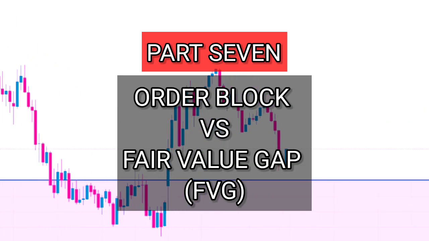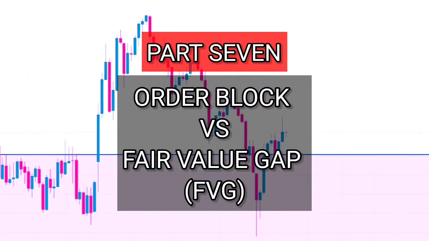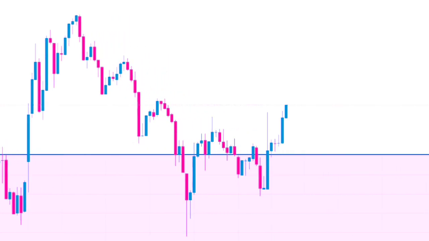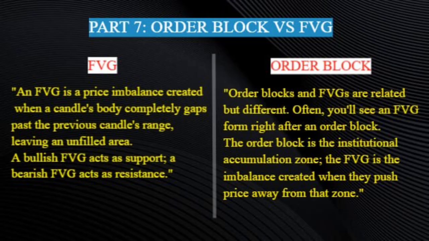Part 7. Order block versus FVG. What's the difference? A question I get all the time. What's the difference between an order block and a fair value gap, or FVG? An FVG is a price imbalance created when a candle's body completely gaps past the previous candle's range, leaving an unfilled area. A bullish FVG acts as support. A bearish FVG acts as resistance.